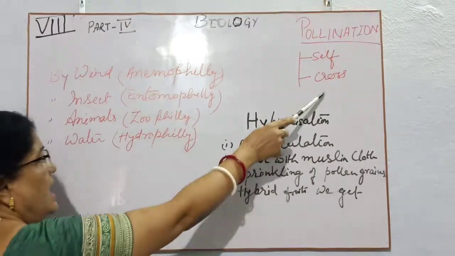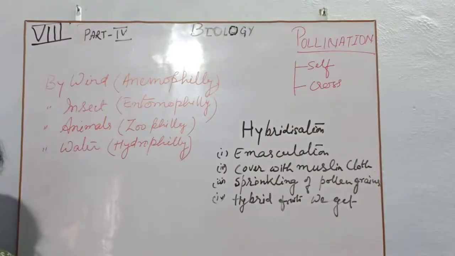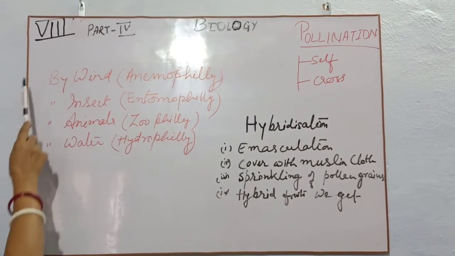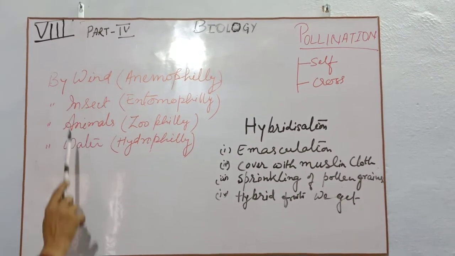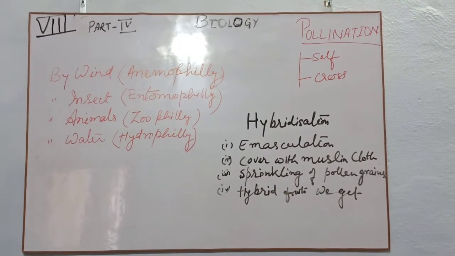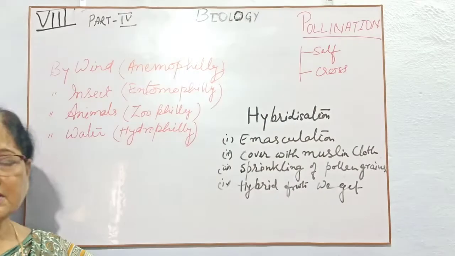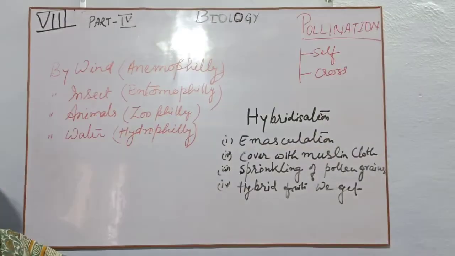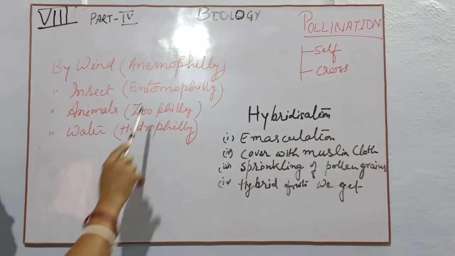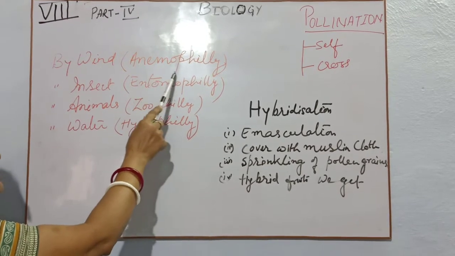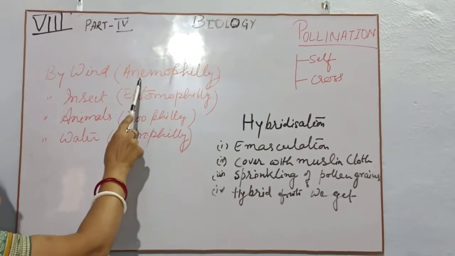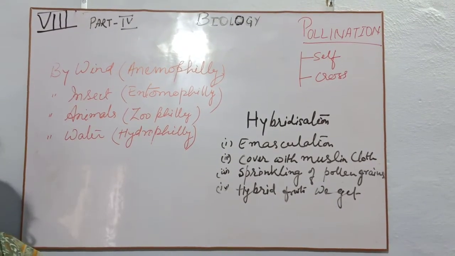Now, how do the pollen grains move from one flower to another flower? These are the ways by which pollen grains can move. First is wind pollination. As the name suggests, pollen grains are moved from one flower to another flower with the help of air. The biological word for it is anemophily. Anemophily is spelled with an E, not an I.